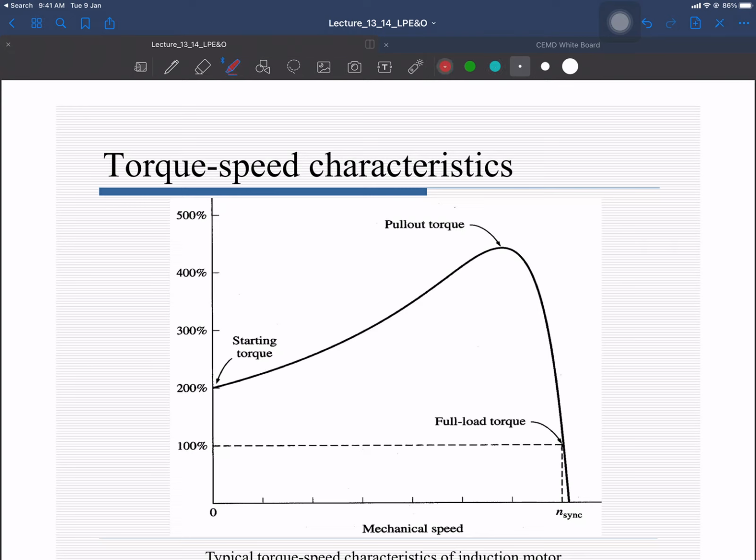Are we changing frequency? No, synchronous speed will remain the same. We are not changing the voltage at all. We are only changing the rotor resistance. How? That is only possible in the case of a wound rotor type machine. So if I change the rotor resistance, what will happen?